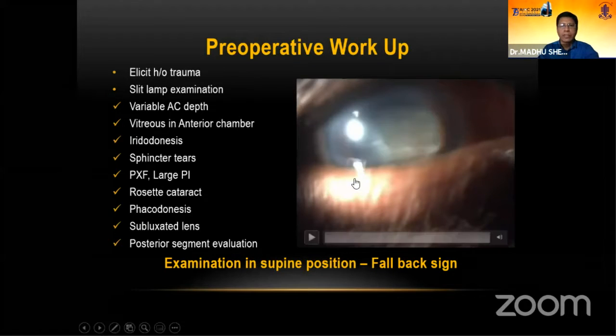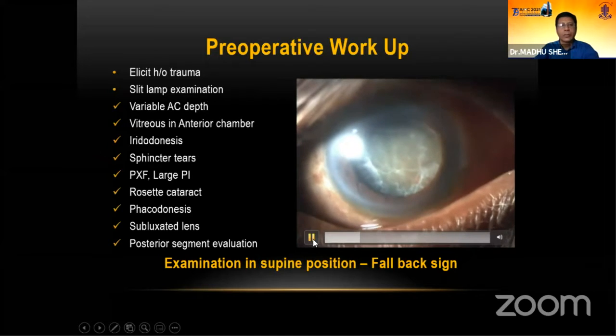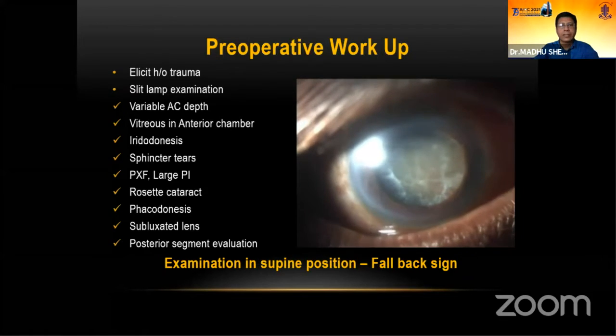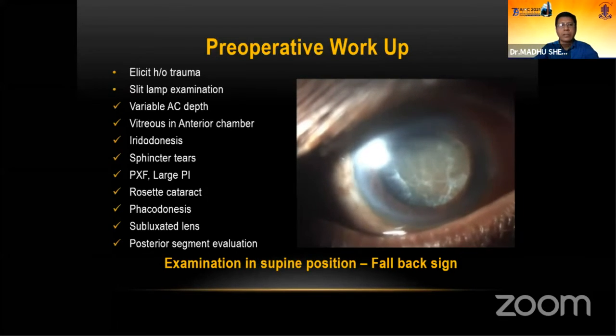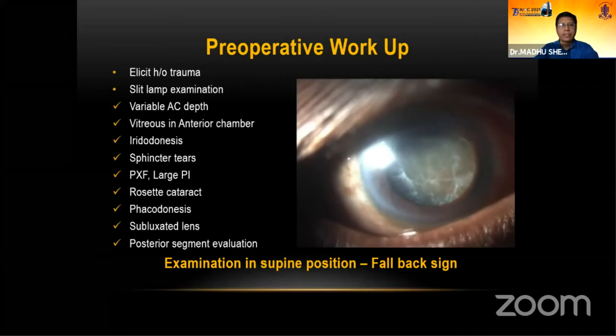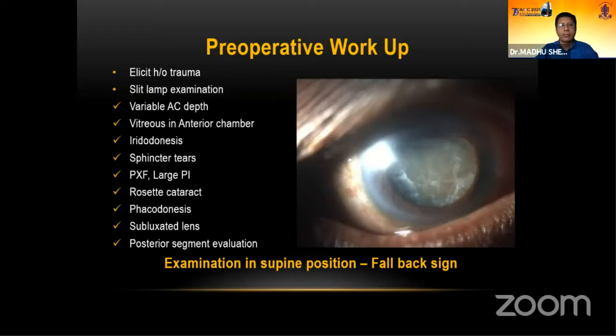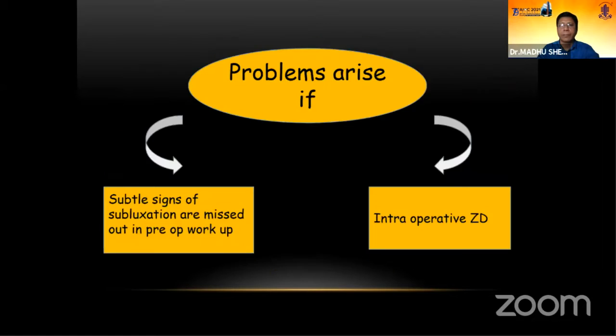So preoperative workup is very important to identify it at a very early, preoperative stage. Detailed history and meticulous slit lamp examination, with slit lamp findings like variable anterior chamber depth, vitreous in the anterior chamber, iridodonesis, or visibility of the equator of the lens in eccentric gaze, should be captured in the preoperative workup.